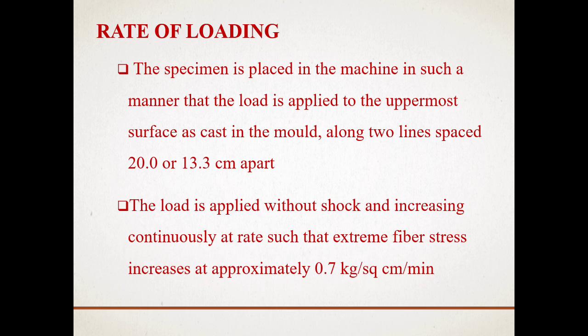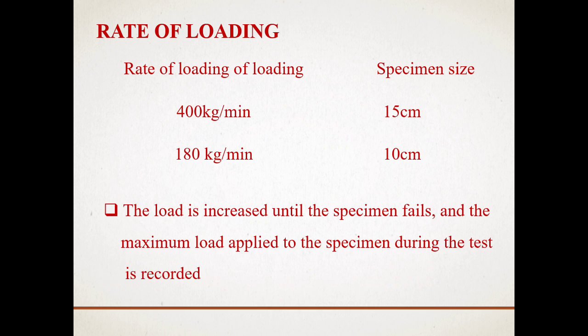Next, rate of loading. The specimen is placed in the machine in such a manner that the load is applied to the uppermost surface as cast in the mold, along two lines spaced 20 or 13.3 cm apart. The load is applied without shock and increased continuously at a rate such that the extreme fiber stress increases at approximately 0.7 kg per square centimeter per minute. The rate of loading and specimen size have been given here.